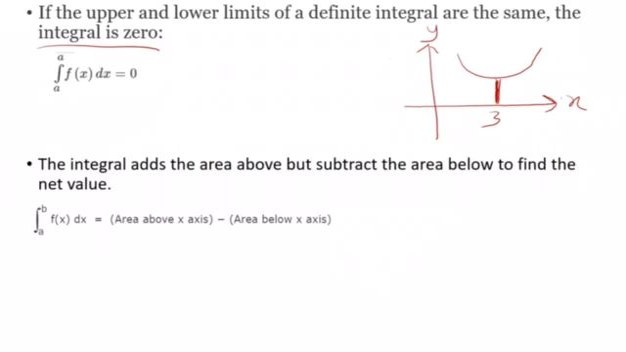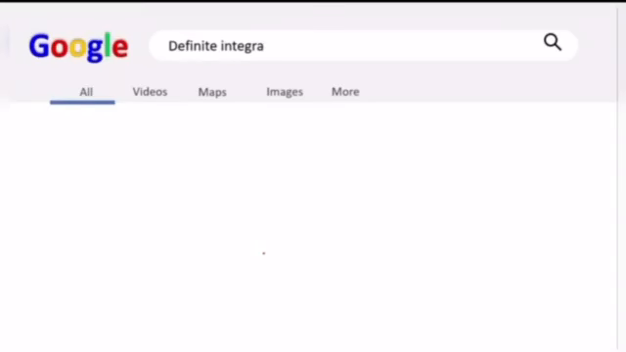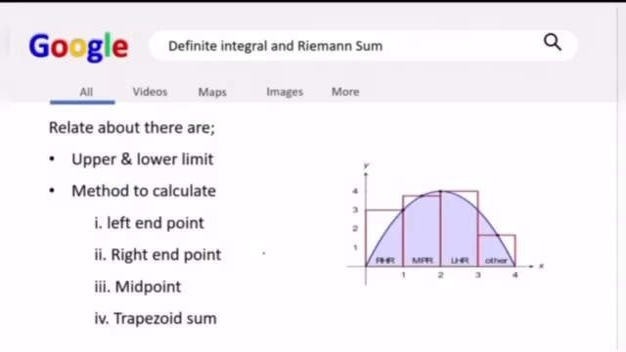Last property, the integral adds the area above but subtracts the area below to find the net value. For this type of question, usually the function will be like this. The function will be like this. For this property, it basically means we find the area above minus the area below the x-axis to find the net value.